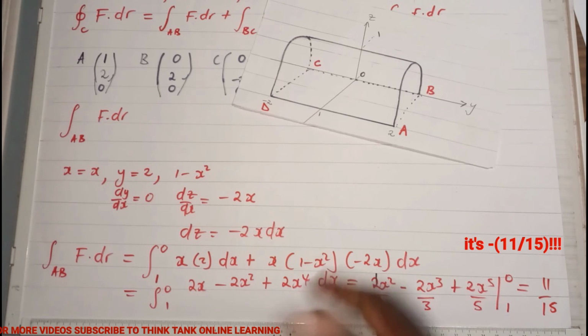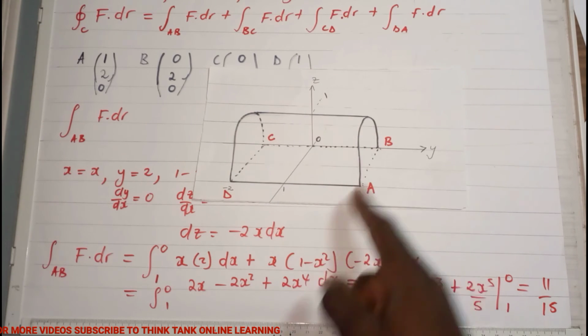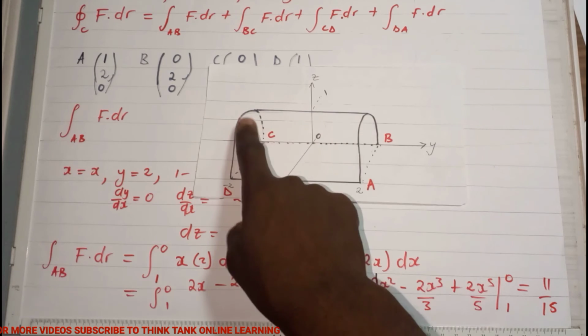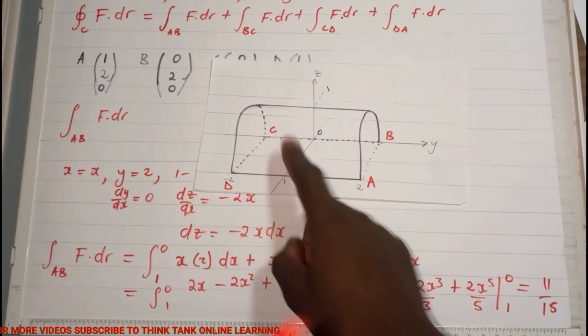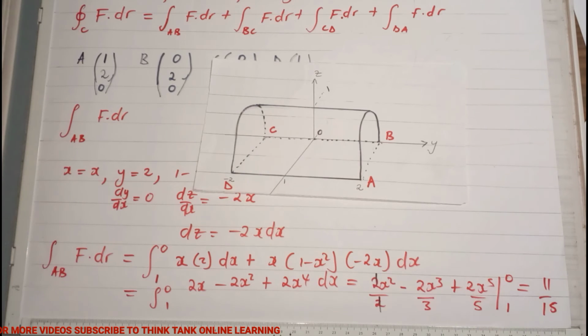And now we want to go from B to C. So this is a straight line from B to C. I'm going to take a new page.